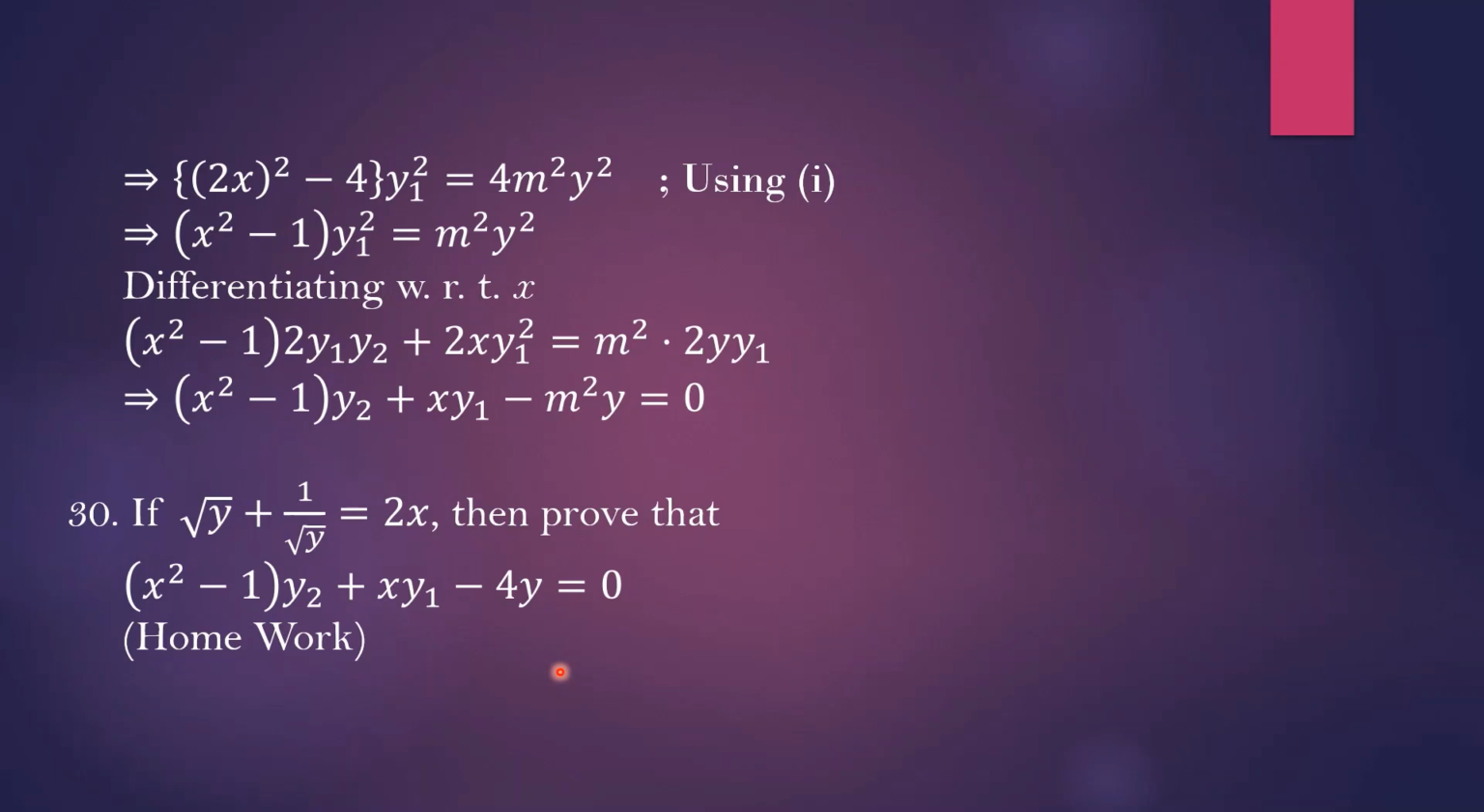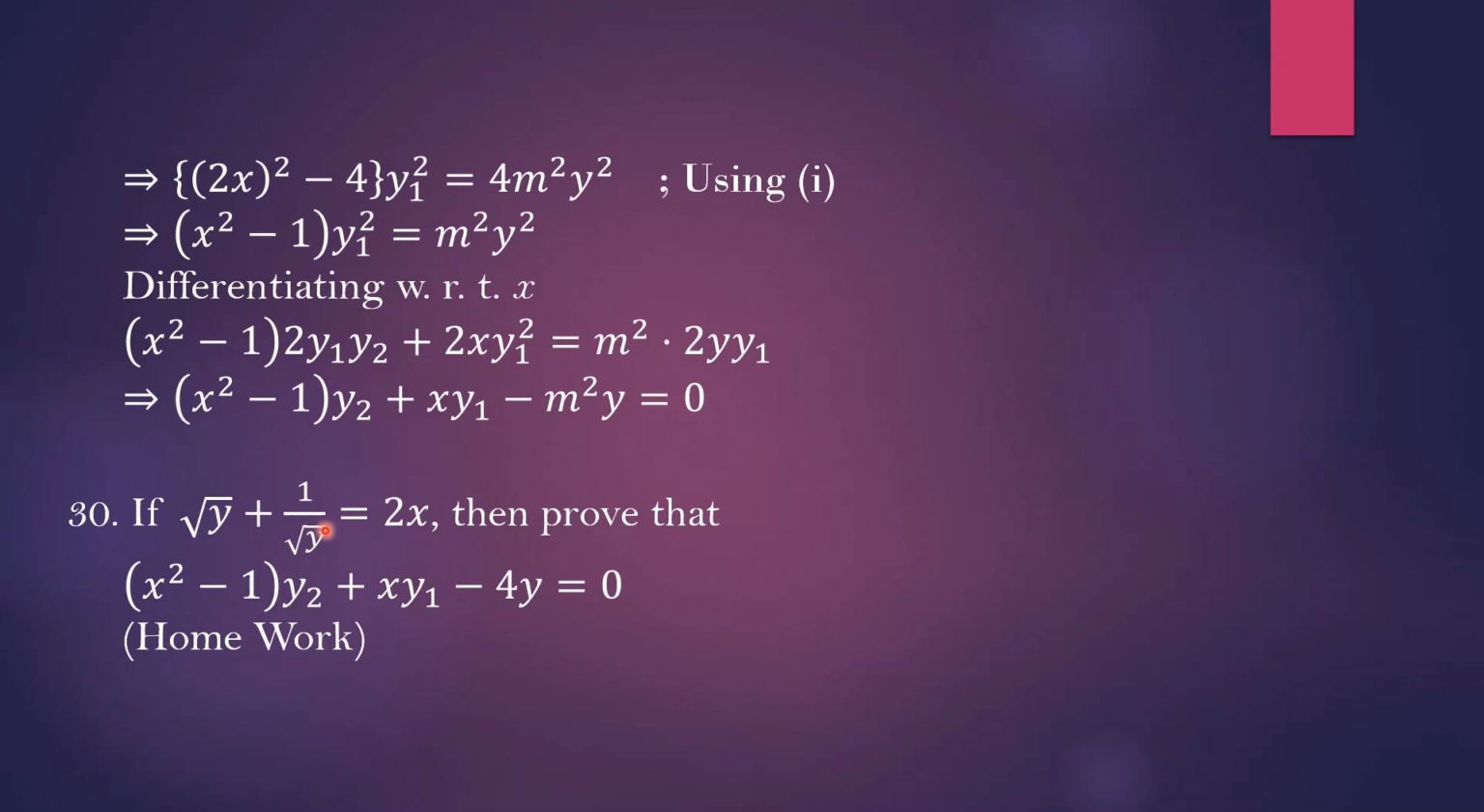If you make a little comparison with the earlier one, see: root over y plus 1 by root over y is equal to twice x, then prove that... we combine this result and this result, x square minus 1 y2 xy1. Here, notice m square. What is m here? m is half actually, e to the power 1 by m is e to the power 1 by 2, and here 1 by e to the power 1 by m, that is power minus, so ultimately this is e to the power minus half, and this is y to the power half, so y to the power half plus y to the power minus half.